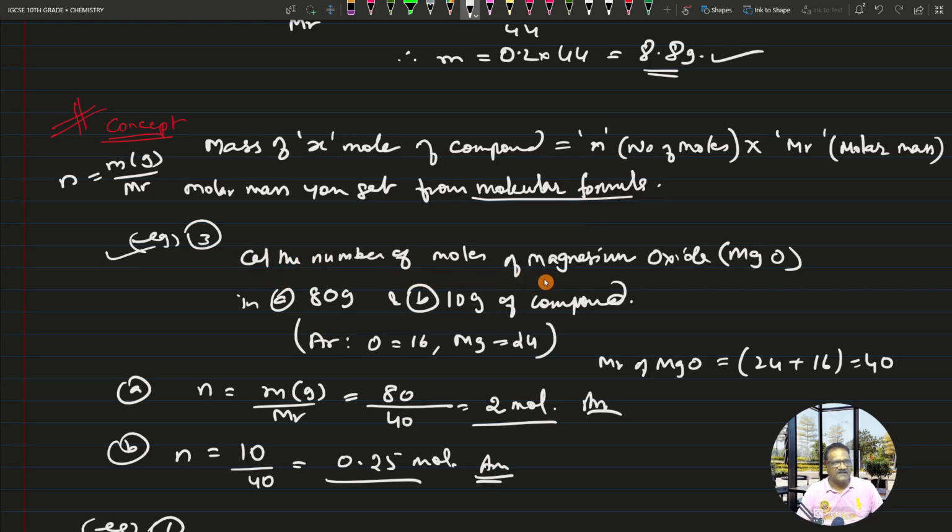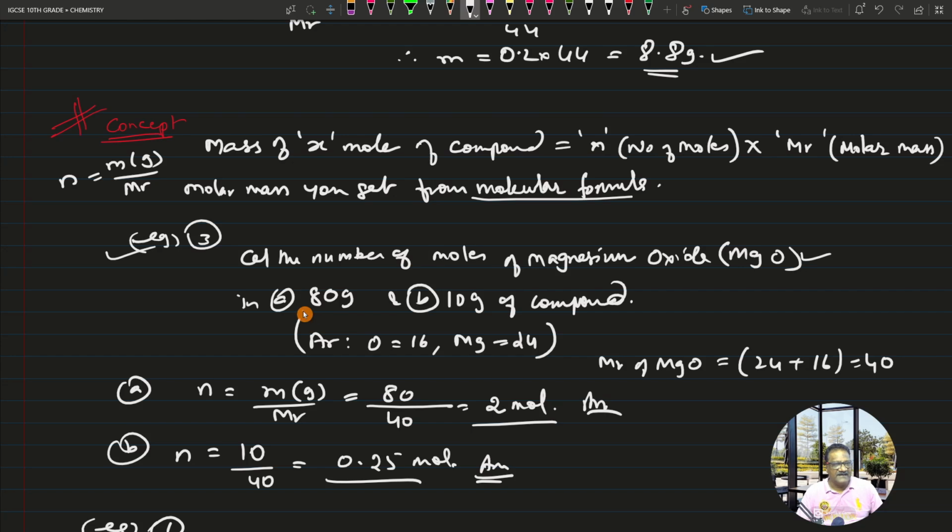Calculate the number of moles of magnesium oxide, MgO. Formula you should know properly, okay? If suppose in the exam they don't give you the formula, they just tell you calculate the number of moles of magnesium oxide, then it's up to you. If you know the formula, it is good. Now certain students may wrongly write the formula for magnesium oxide as MgO2, by mistake. So if they write MgO2, then the MR value will go wrong. Okay. So the right formula for magnesium oxide is MgO.